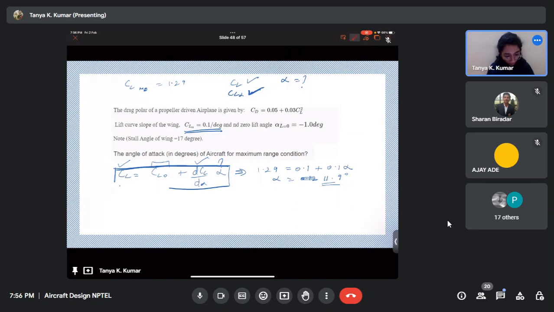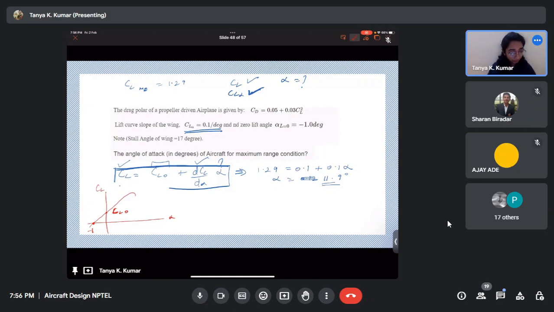CL naught. Okay. So let me just erase this and solve this. Great. Okay. So this was your lift curve slope, CL versus alpha. This is CL naught. This quantity is -1. Okay. Till here it's fine. Now let's just take these 2 points. It's a straight line and let's just take these 2 points.